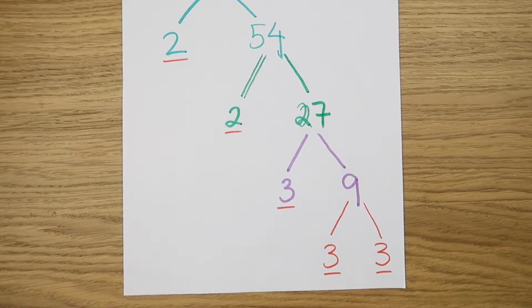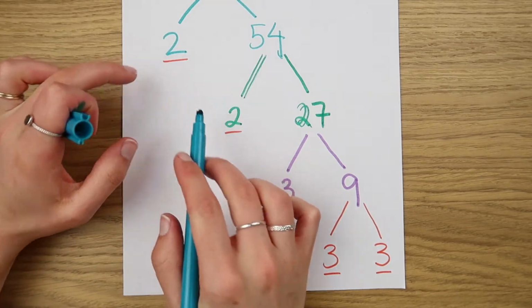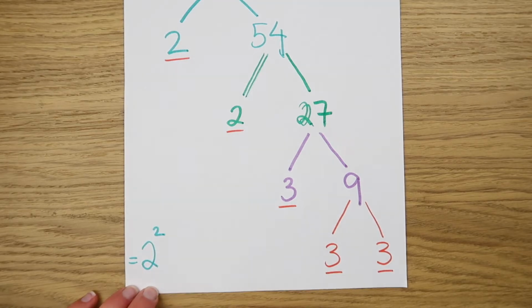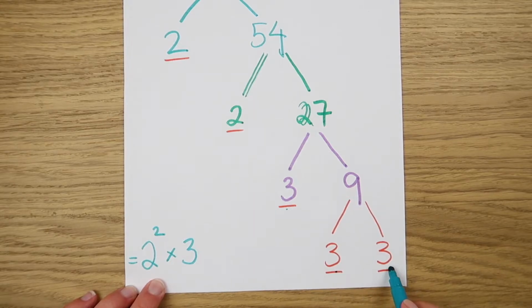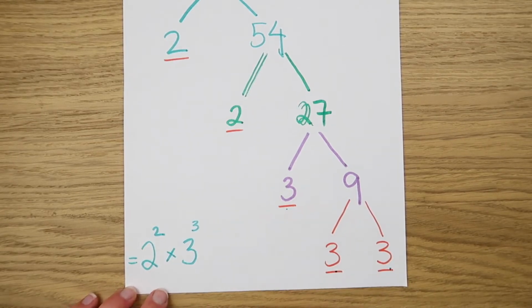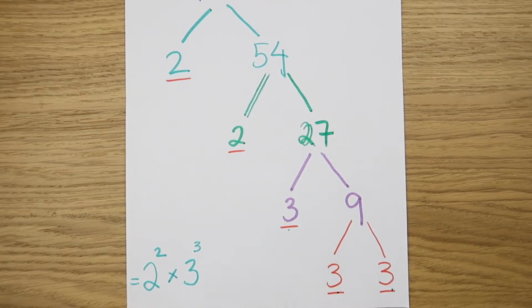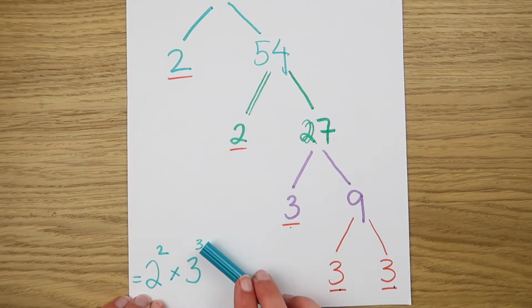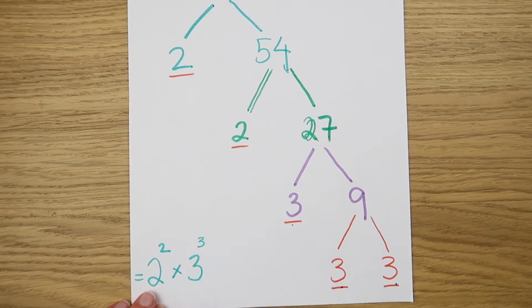If we were going to write this in prime factor form, how I would do this is I count how many 2s. Since there's 2, it's 2 to the power of 2 times 3 to the power of 3, 1, 2, 3 3s. And that is the answer, expressed as a product of prime factors in index form. Index form, just a quick note, is where you've got your base and then your index up here shown.